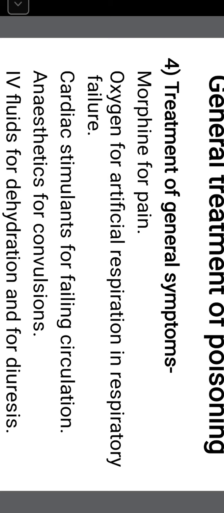You will have to put a tube. You will have to put an endotracheal tube into the trachea, into the respiratory tract, and attach it to the ventilator. So you will have to go for artificial respiration if the patient is having difficulty in breathing. Then cardiac stimulants may be required in case of failing circulation. If the patient is in a state of shock or the circulation is failing, you will have to go for cardiac stimulants. So these medicines will also be required as a part of general treatment.